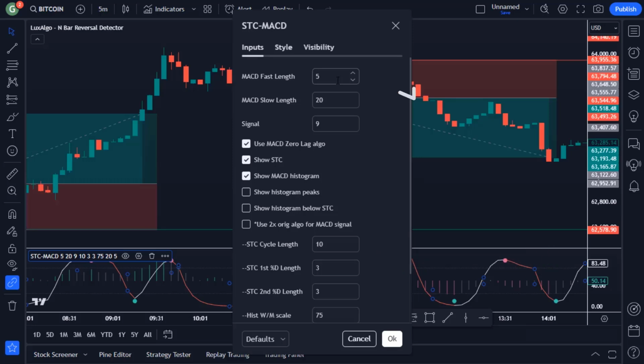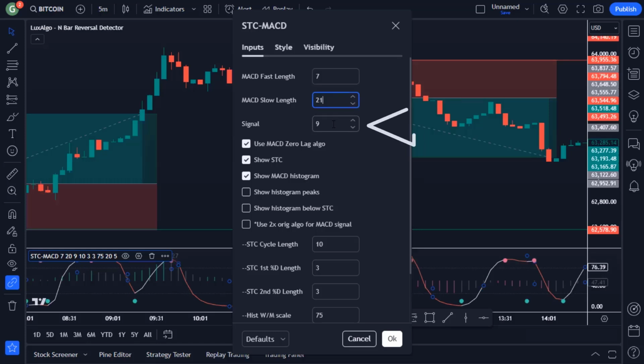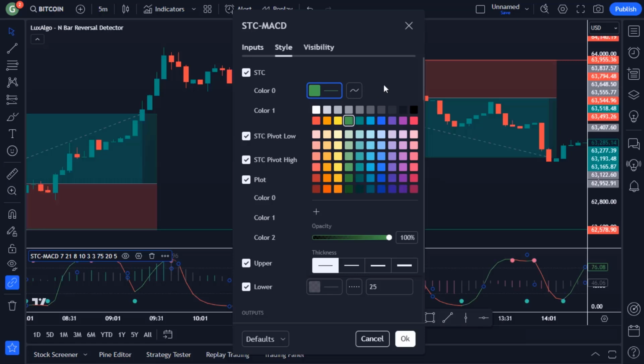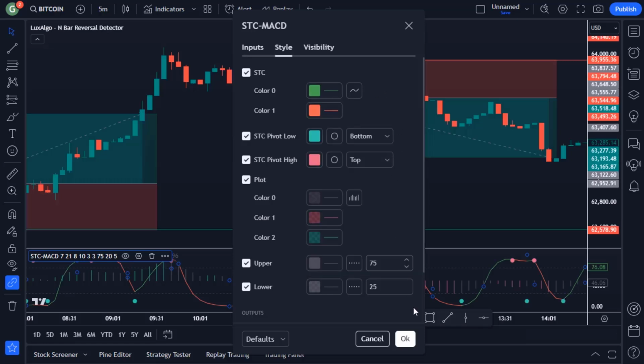Now go to the Input tab, and we have to change the MACD fast length option from 5 to 7. After that we change the MACD slow length option from 20 to 21, then we change the signal option from 9 to 8, and move to the Style tab, and here we change the STC color option from white to green, and here everything is fine. After that, click OK.